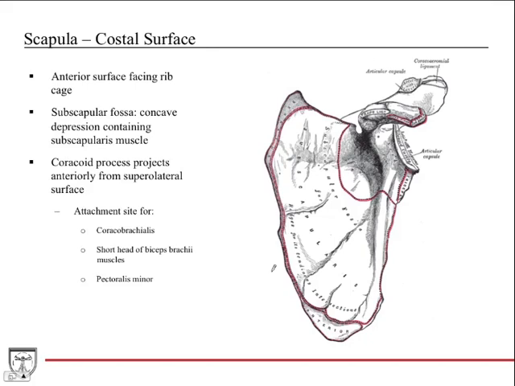All right, so we're going to start off by looking at the costal surface here. The costal surface is the anterior surface of the scapula, and so if we look at the diagram here, this is the left scapula, this is an anterior view, and what we first want to pay attention to is the subscapular fossa, which is shown here, and this is a broad depression in the bone. It's the proximal attachment of the subscapularis muscle.